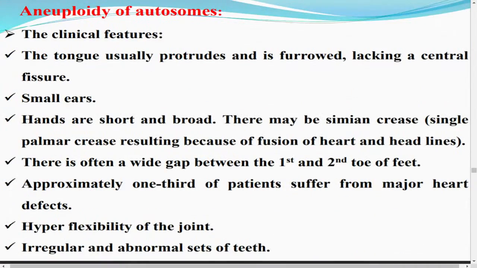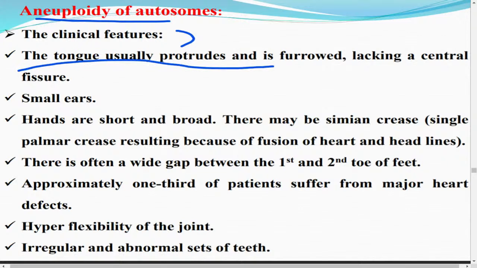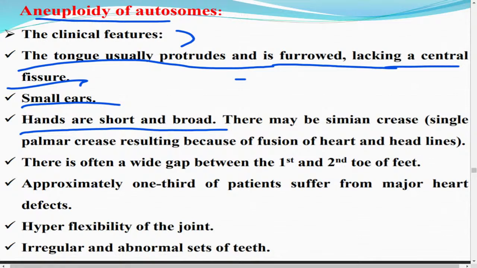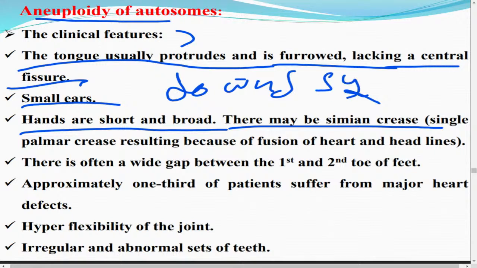Next slide, we have the aneuploidy of autosomes. Clinical features here: the tongue usually protrudes forward, lacking a central fissure. Small ears. Hands are short and broad. This is all because of Down syndrome.